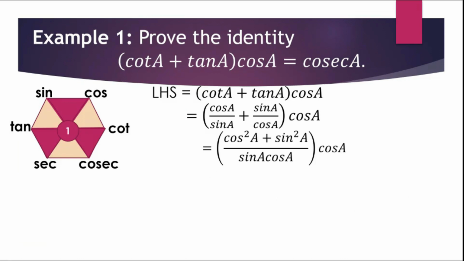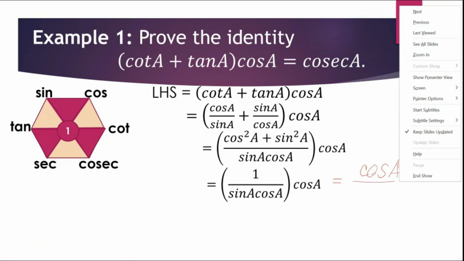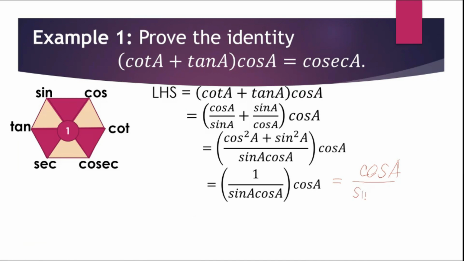So, we can have here 1 over sine A cosine A multiplied by cosine A. Okay, so ano pa yung napapansin natin? Yung ating denominator is, if we are to simplify this one, we will have here cosine A over sine A cos A. Okay, so pwede natin i-simplify this one. This will become 1 over 1. Okay, therefore we will have 1 over sine A. 1 over sine A. That's equal to cosec A.